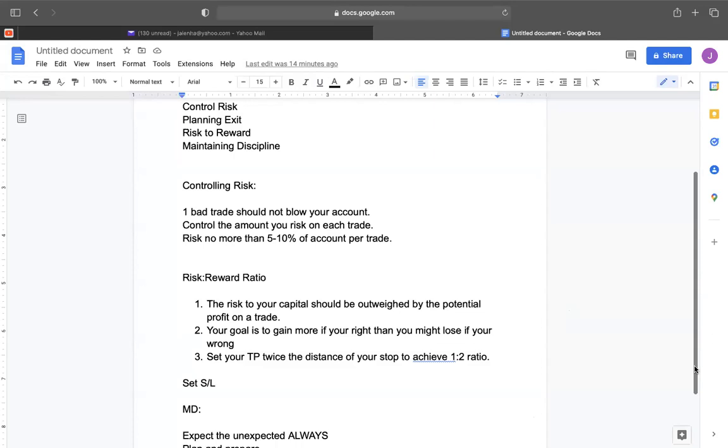But basically, if I know I could potentially lose a max of $100 on this trade, I at least want to gain more than the $100 I might lose if I'm wrong, right? That's all that means.